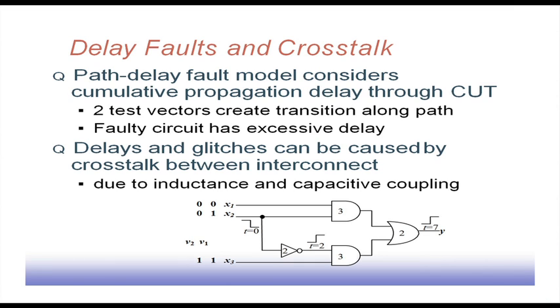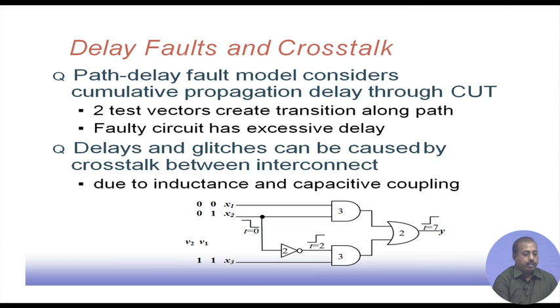Crosstalk means when there are two lines running parallel, one line's value may affect the other line. So, we have the path delay fault. A path delay fault is the cumulative propagation delay through the circuit. For detecting such faults, we have to have two test vectors.